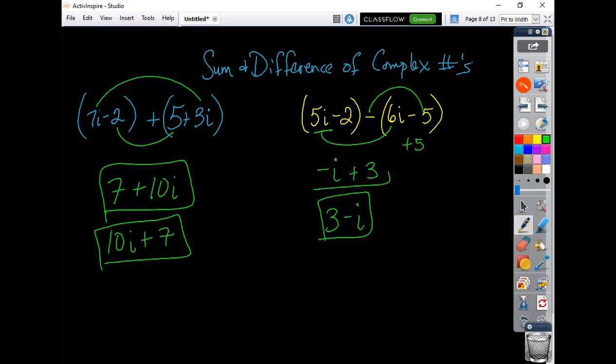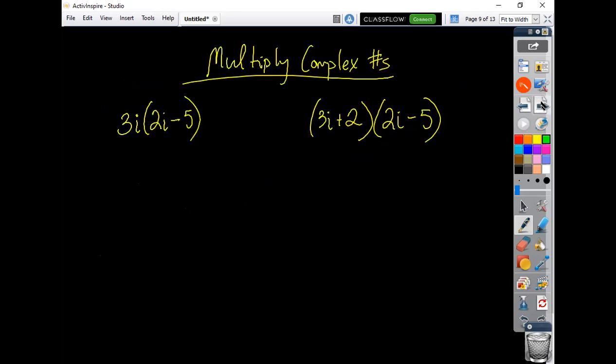However, usually you'll see them written with the real number first and then the imaginary, but it doesn't make it wrong if you do it the other way. And continuing, well, what if we are asked to multiply or find a product?